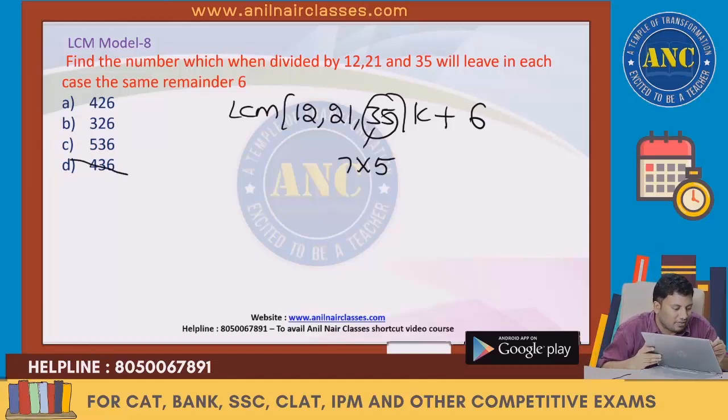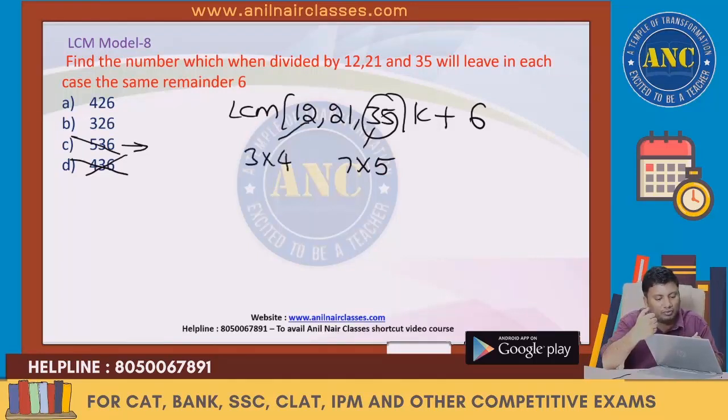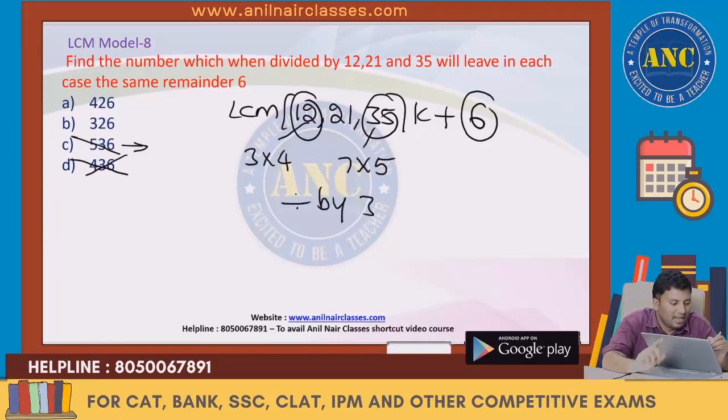7 6s are 42, remainder 6 is not there; 7 2s are 14; 7 7s are 49, 46; 7 6s are 42. These are giving remainder 4, 7 4s are 28, 46. Yes, these B, C, D are giving a remainder. Now see here, 12 is nothing but 3 into 4. The answer should be divisible by 3.